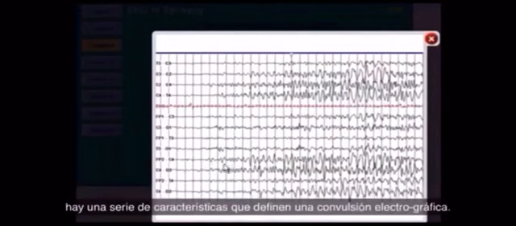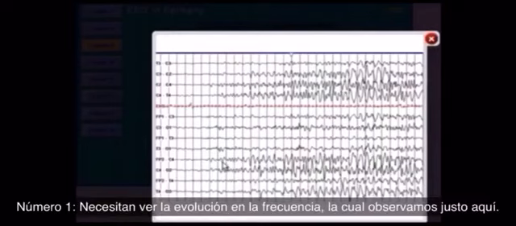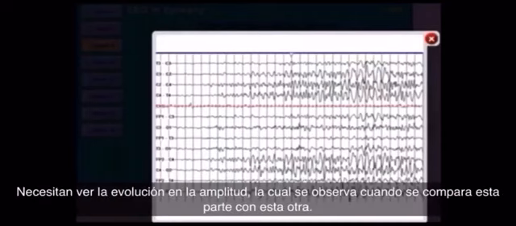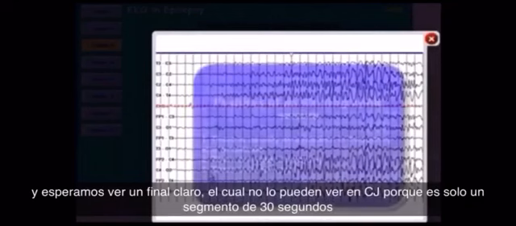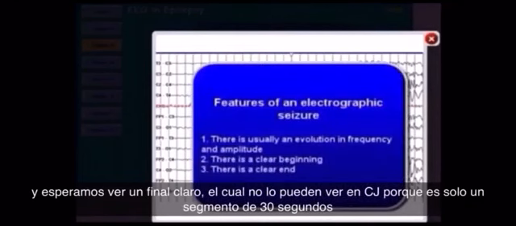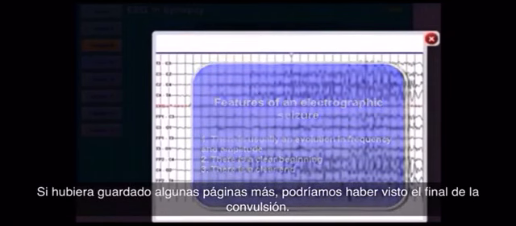clear beginning here. So there are a number of characteristics which define an electrographic seizure. Number one, you need to see an evolution in frequency, which we see here. You need to see an evolution in amplitude, which you see when comparing this part to this part. You want to see a clear beginning, which you see right here, and you want to see a clear end, which you don't see in this EEG because it is only a 30-second segment. If I had kept a few more pages, you would have seen the end of the seizure.